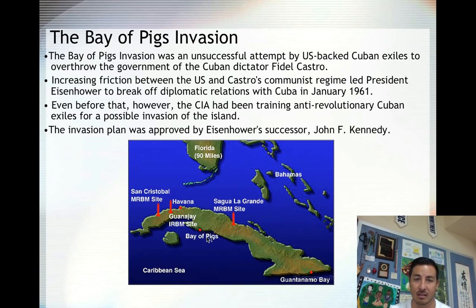You can see that communism now is getting close to the United States. I mean, there's Florida, 90 miles away. So this is another scare that communism is starting to spread. We're not containing it. And here you can see also some military missile sites.